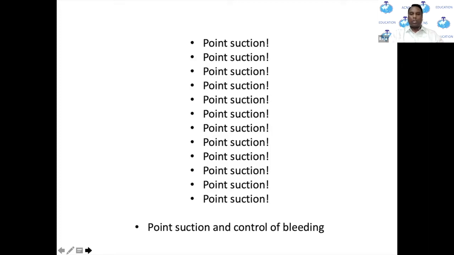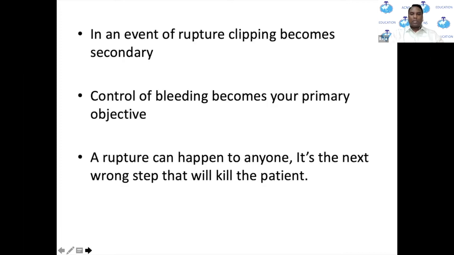What can you do? Point suction. This is the only thing which will take you home. Point suction and control of your bleeding. So this is very important. In an event of rupture, clipping becomes secondary. This is one philosophy I learned from Professor Yoko Kato, who used to say that control of bleeding becomes your primary objective. And in this case, if your assistant can clip, you give the clip to your assistant. And if you can control the bleeding, that is the best thing.